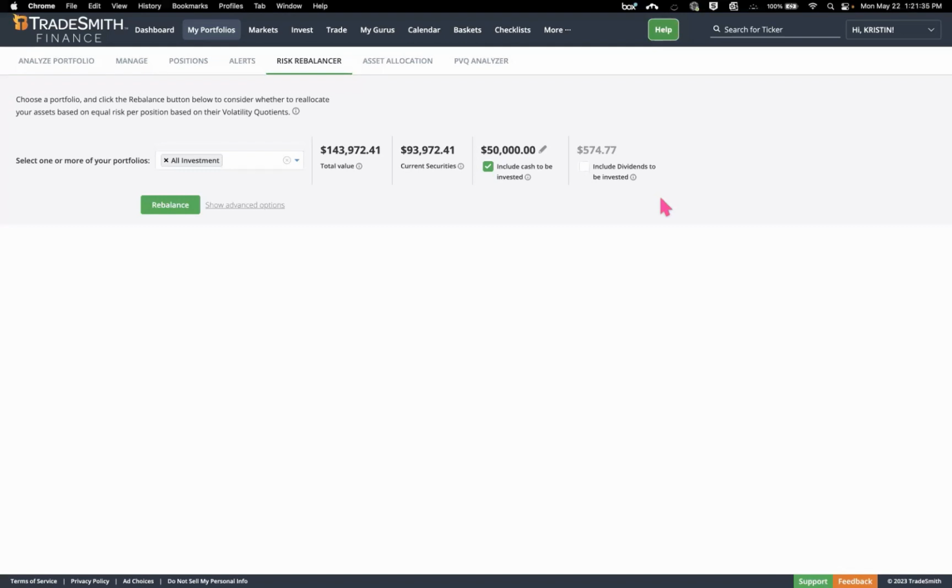So there's no need to put a check in the include dividends to be invested box. So those of you that are syncing with us and not doing a manual portfolio, please do not put a check in here because the tool is already doing it for you. This feature pertains to members who are tracking their portfolios manually.